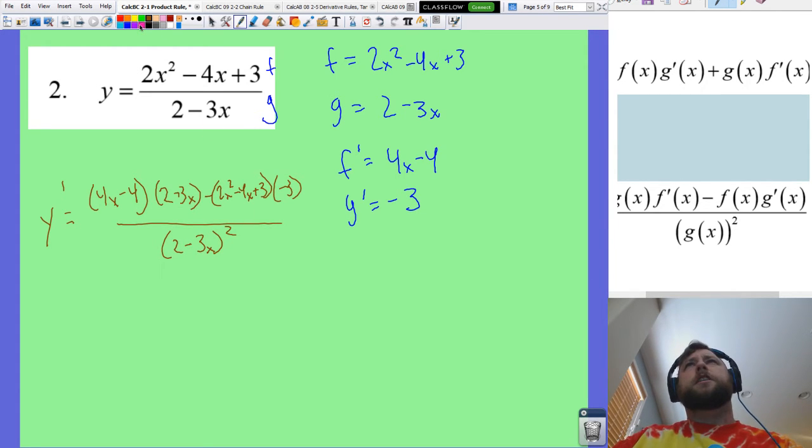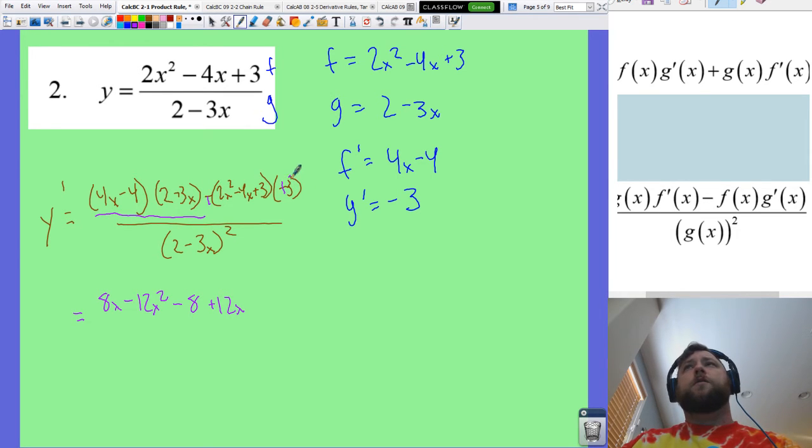Now sometimes you have to clean up the top. So what I'm going to do is this binomial, I'm going to FOIL it out. So it's going to be 4x times 2, or 8x. 4x times negative 3x is negative 12x squared. Negative 4 times 2 is negative 8. Negative 4 times negative 3x is positive 12x. So this minus negative 3 kind of combines to plus 3.